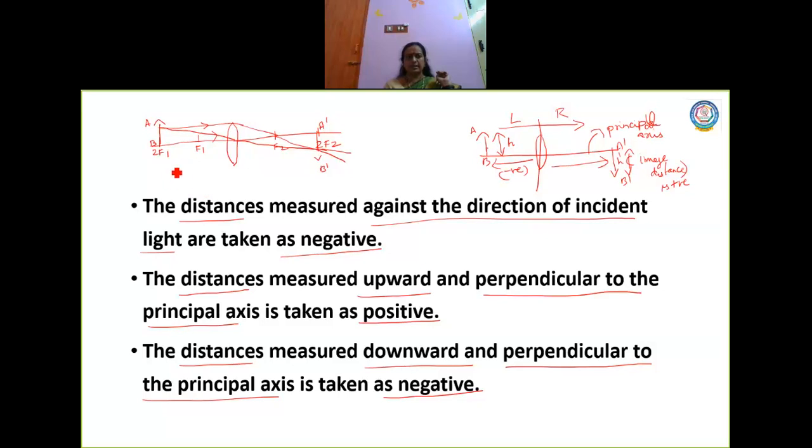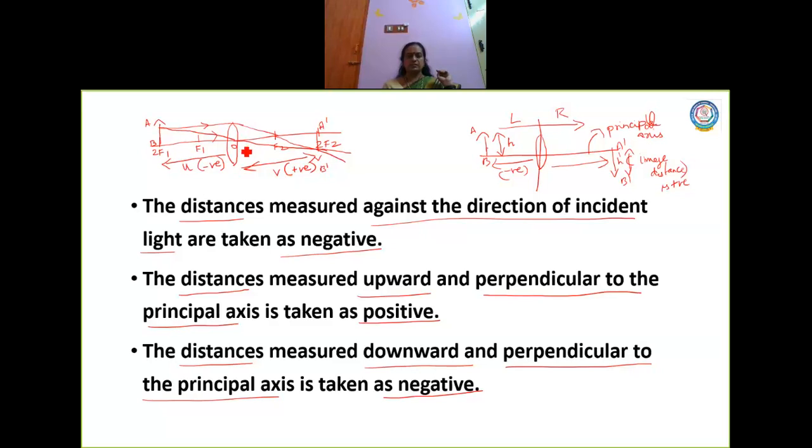Now look at the values I'm going to measure. I need to measure the distance u, which is the object distance, which is negative. This is the optical center O. What is the distance of the image? The distance of the image is to the right side. This is v, and this value is positive. Clear? Object distance is negative, image distance is positive.